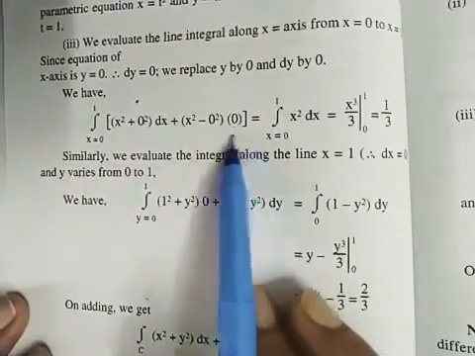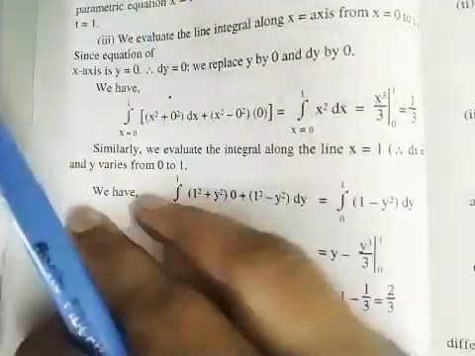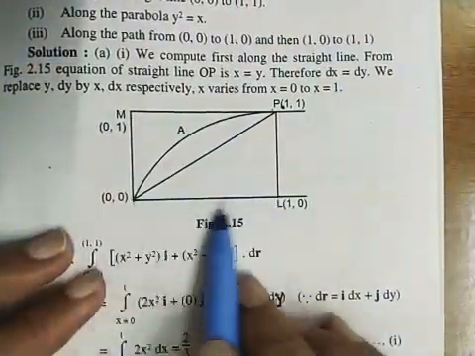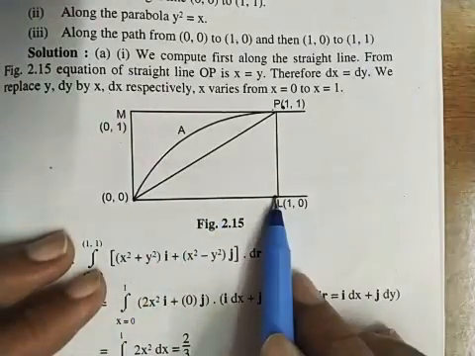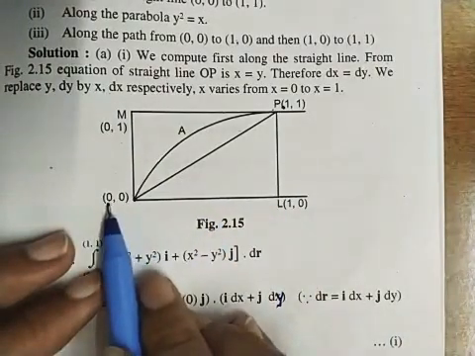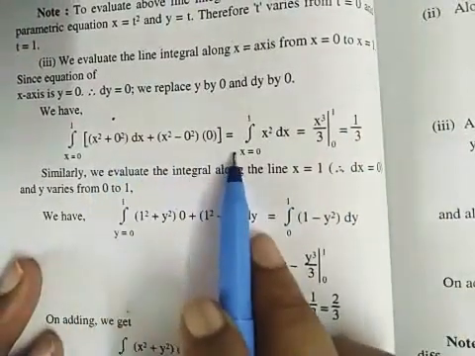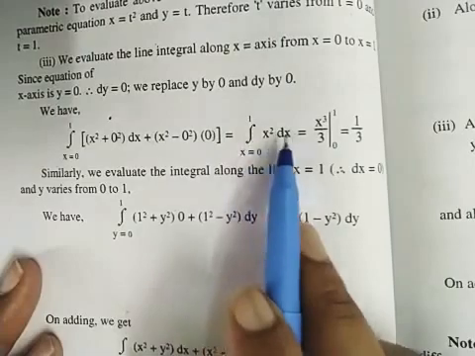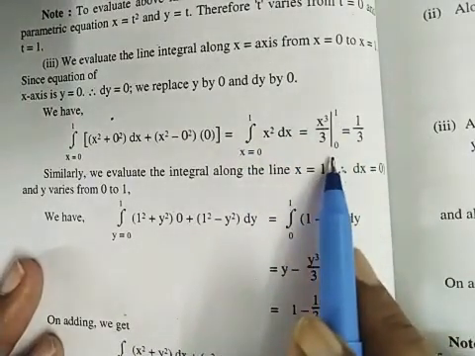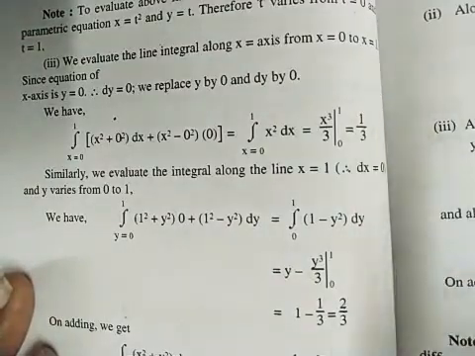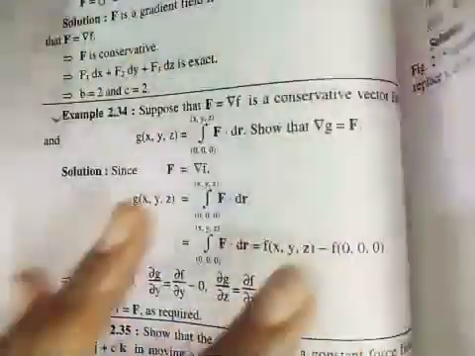And x varies from 0 to 1. Why is this so? We are solving the integral over this line. For this line, this is the x-axis, which means y is 0. Therefore, dy is 0, and x varies from 0 to 1 here. So we replace all these values, and what remains is x square dx, with x varying from 0 to 1. After solving, x cube by 3 with limit 0 to 1, after applying the limit, we get the answer 1 upon 3.